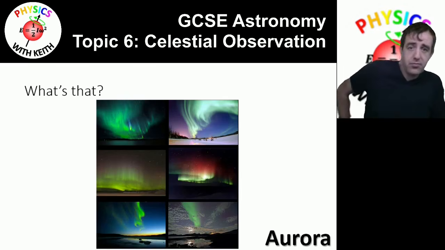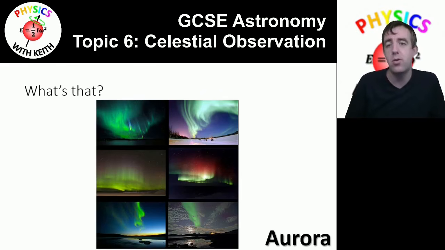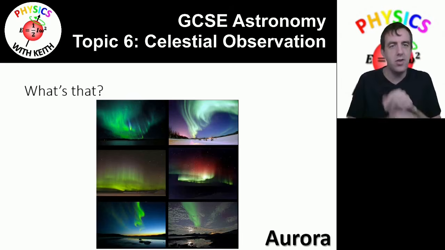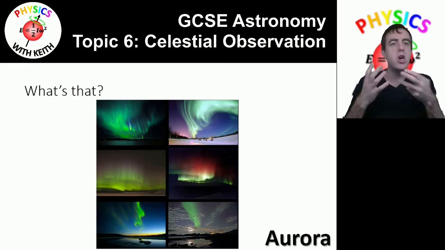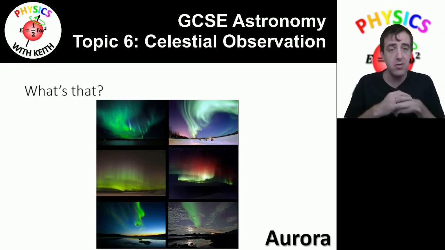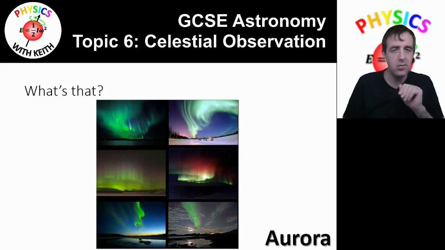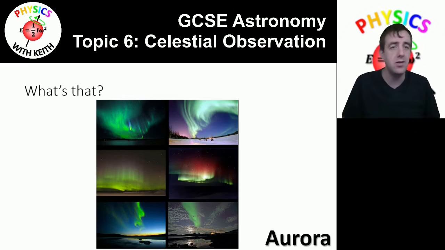The aurorae, for example, the aurora borealis or the aurora australis, this is what they might look like. I've never seen them myself, but I really would love to see them. These are caused by charged particles from the sun entering the atmosphere and exciting the atmosphere as they do. And of course we'll cover aurorae later. But this is what they look like. If you see a ribbon of colour in the sky, you might get lucky.